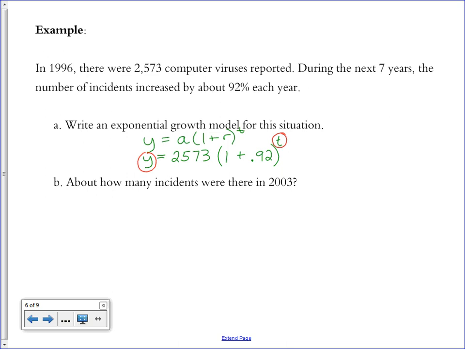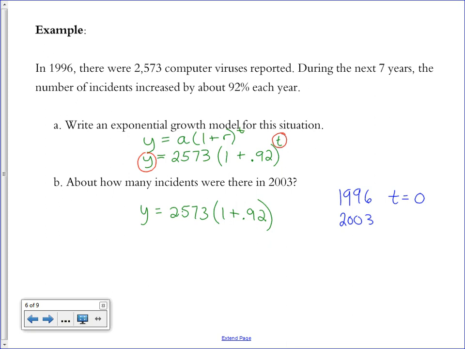Then we can use our function in part B, where it says, so about how many incidents were there in 2003? So how many incidents were there? I'm finding y, given 2,573 as my starting amount, 1 plus 0.92, and for t, since 1996 was the beginning, or time 0, and I'll write that down so you can see. If 1996 is time 0, then 2003 is 97, 98, 99, 2000, 2001, 2002, 2003, 7 years later.